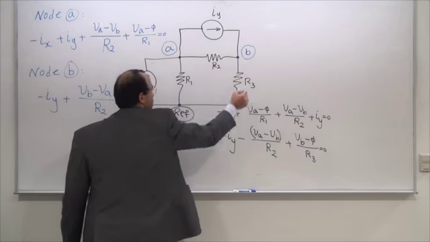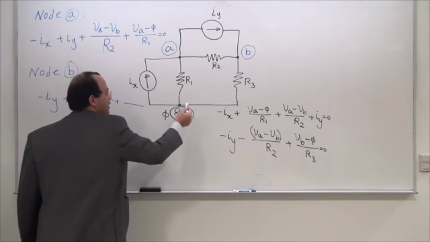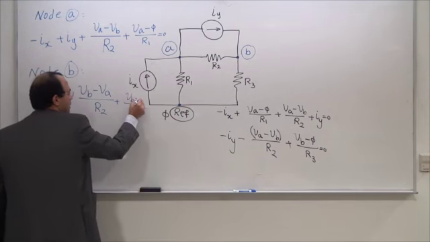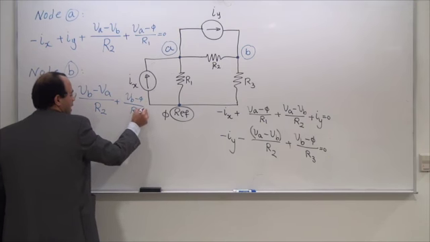And then when I get to this component, I have three components. VB minus 0 divided by R3. VB minus 0 divided by R3 equal to 0.